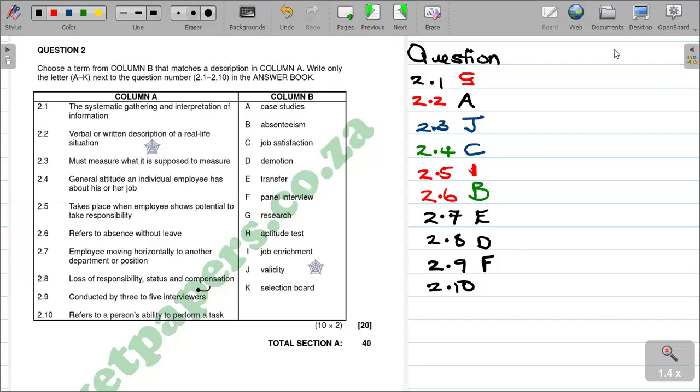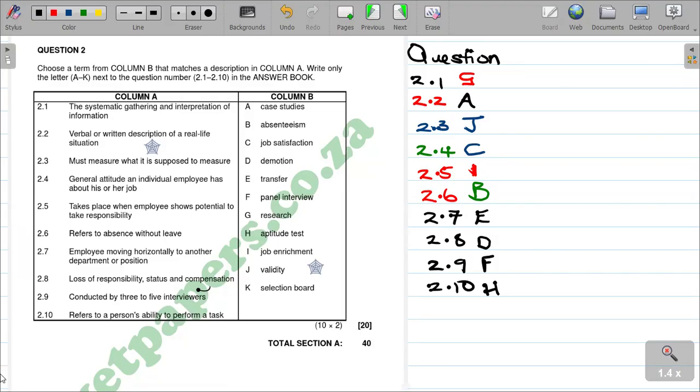2.10 refers to a person's ability to perform a task. We call it an aptitude test, which is H. An aptitude test, H.